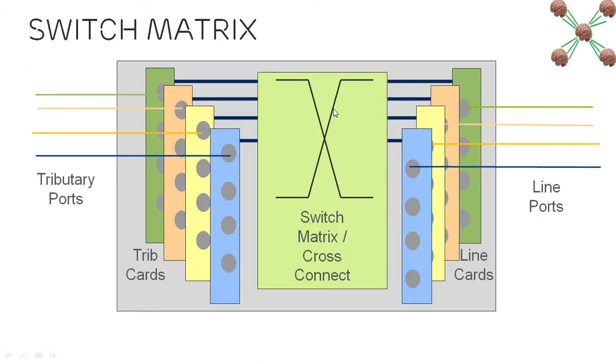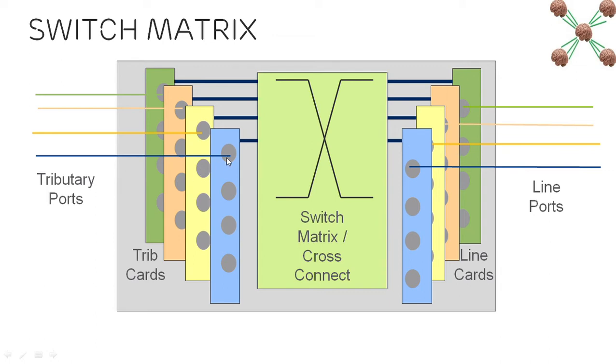So pictorially, if we have a box, then on one side of the box we have tributary ports where we connect with the clients, and then we have the line cards, which are going towards the network, towards your other nodes or other sites, and in between we have a switch matrix or a cross connect.